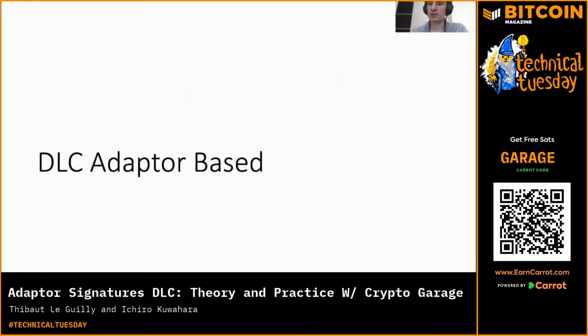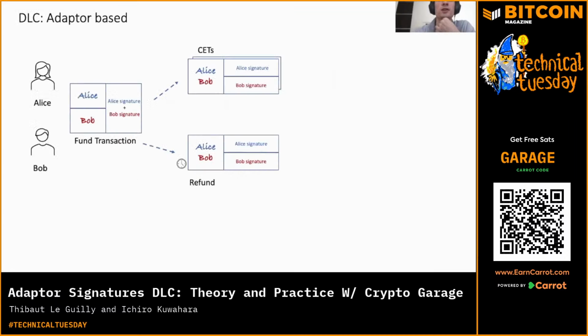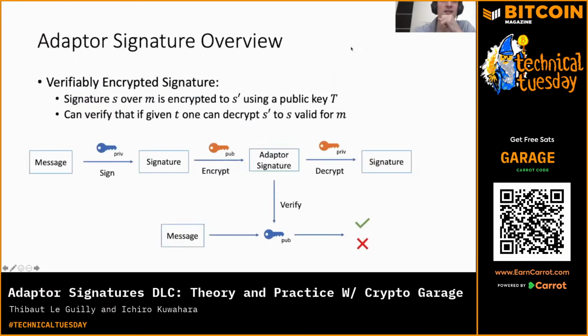So now we're going to see how things change when we use adapter signatures. This is now the set of transactions that are involved in the adapter-based DLC protocol. And as you can see, it's much simpler. Now we're going to try to understand how it's possible to simplify so much, and that's thanks to adapter signatures.